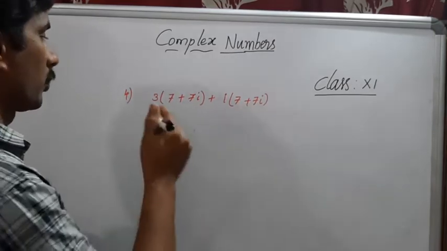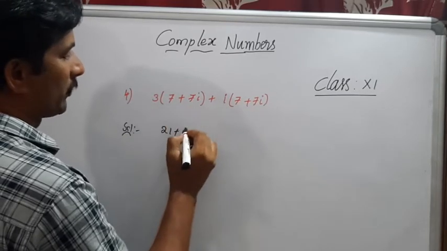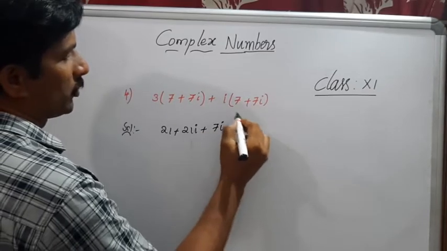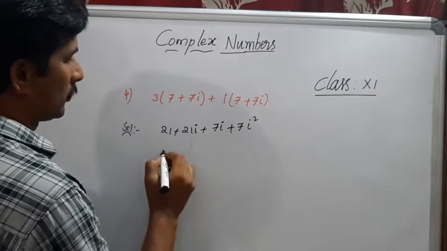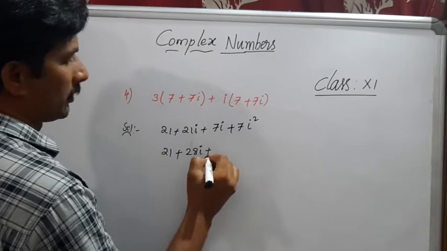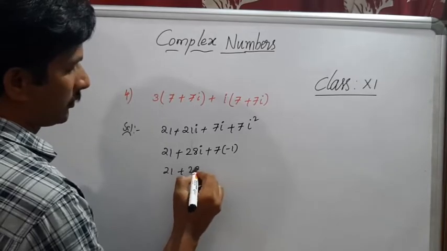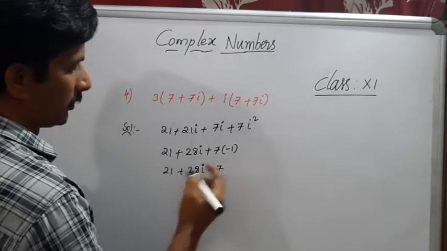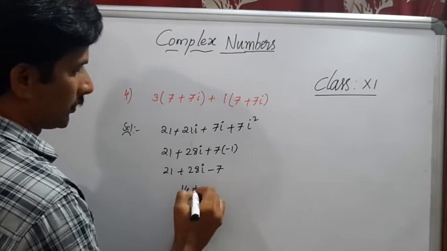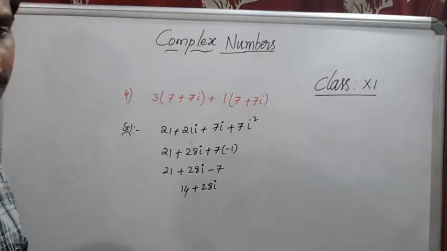We can take it common. Otherwise, directly multiply: 3 into 7 is 21, plus 3 into 7i is 21i. i into 7 means 7i, plus 7 into i square. So 21 plus 21i plus 7i, that is equal to 28i. i square is equal to minus 1. So 21 plus 28 into i plus 7 into minus 1, that is 21 minus 7, which is equal to 14 plus 28i. So which is in the form of a plus ib.